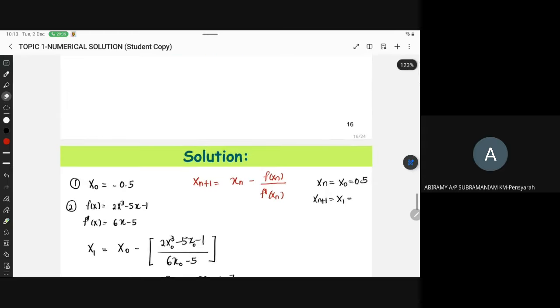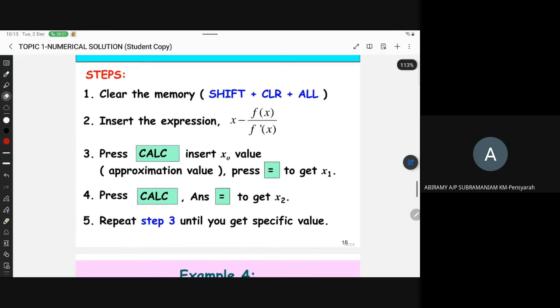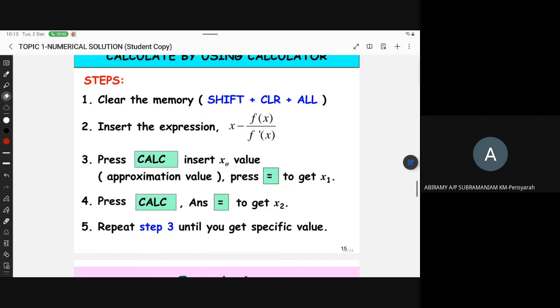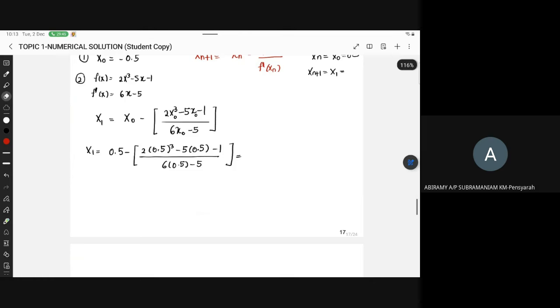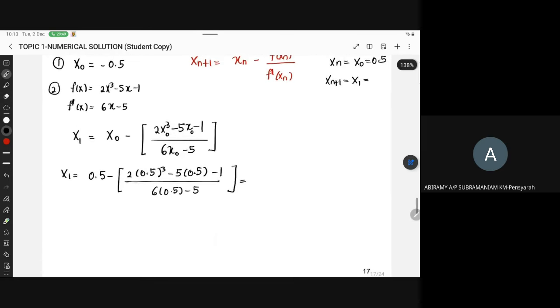We have steps to key in the whole function into the calculator to find the iteration value. When you calculate this, either manually, by pressing your calculator, or by inserting the formula as in the steps given, you will get x1 as negative 0.14286. Notice that I am using 5 decimal places because the question asks for 4 decimal places. The calculation should use more than 4 decimal places.